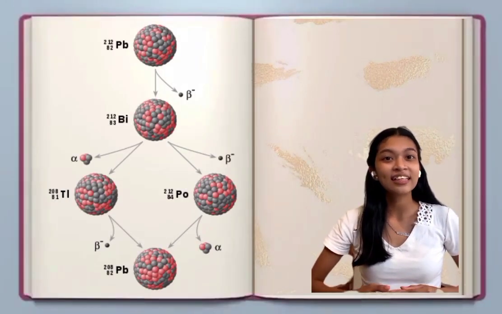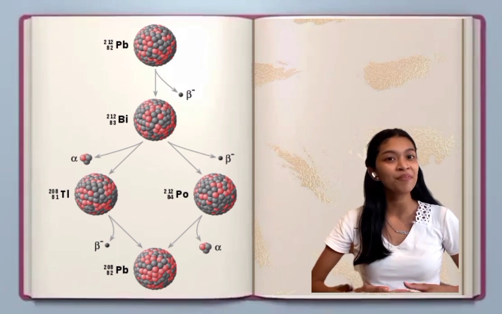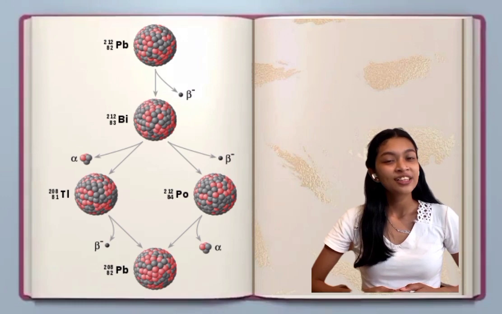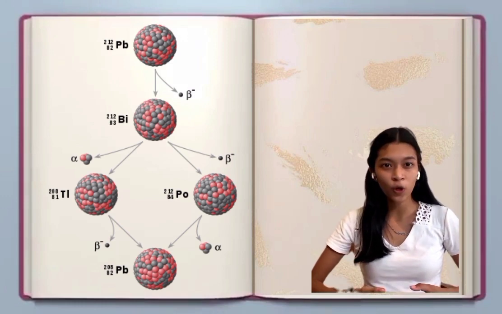Radiometric dating is a technique which is used to date materials such as rocks. It also relies on the fact that certain elements have what are called isotopes.